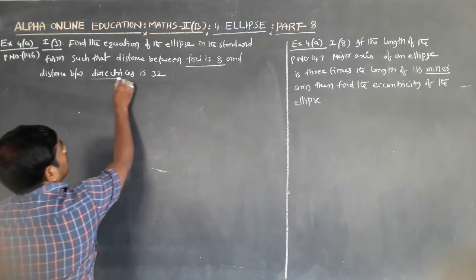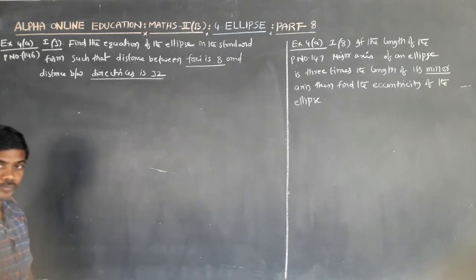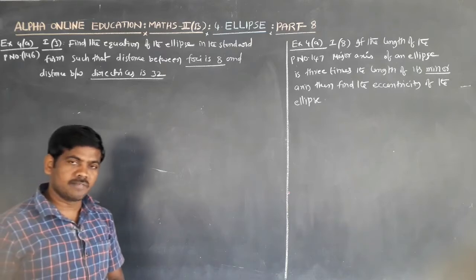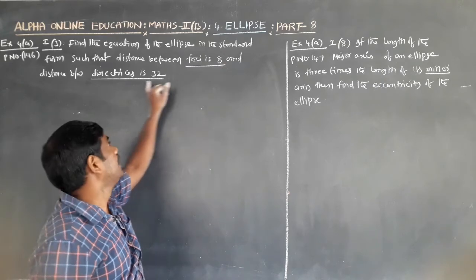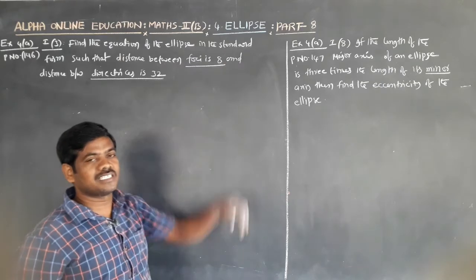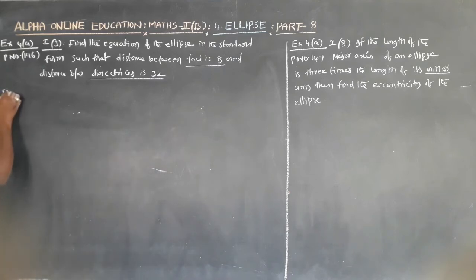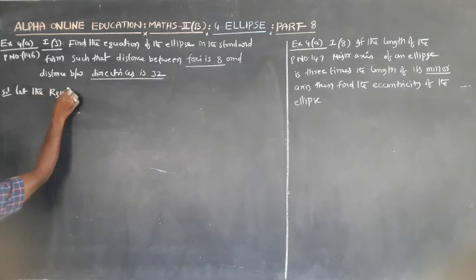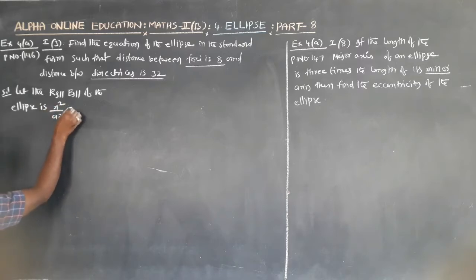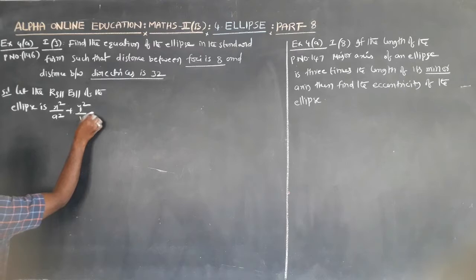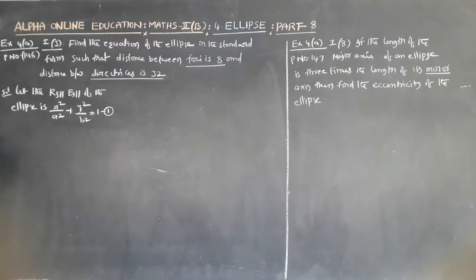distance between the directrices is 32. Find the equation of the ellipse in the standard form. The distance between the foci is 8 and the distance between the directrices is 32. So here, let the required equation of the ellipse be x square by a square plus y square by b square is equal to 1.